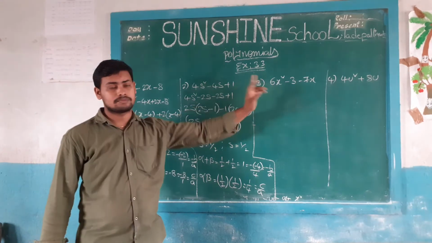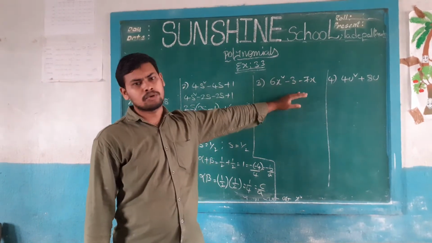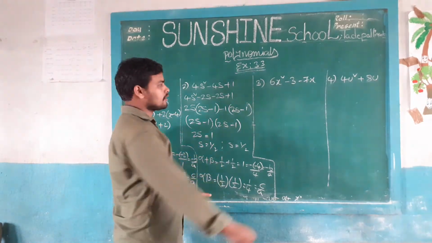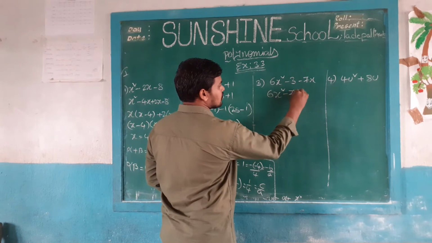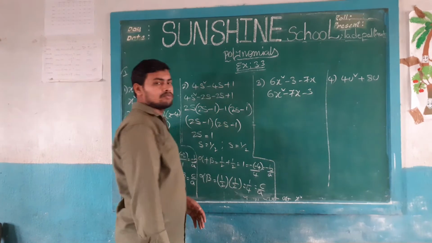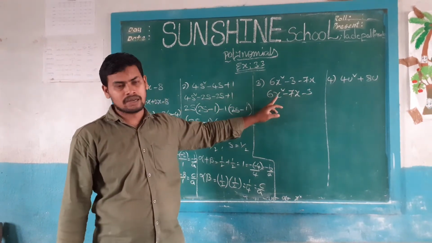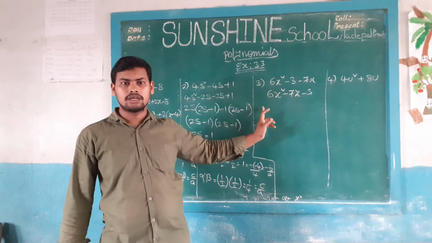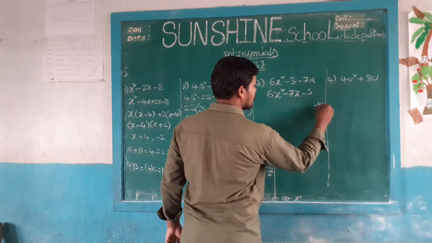Okay. Next sum. 6x square minus 3 minus 7. These are jumbled terms. So first we have to arrange in a particular order. First x square term, next one x term, next constant term. So same process. The coefficient of x square is 6 and the constant term is minus 3. 6 into minus 3, minus 18.